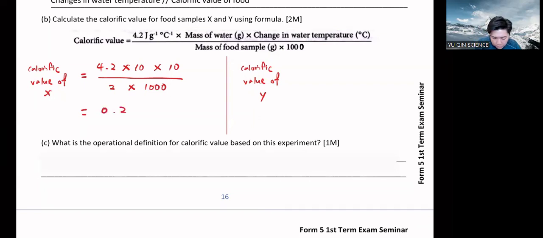So this one is confirmed. If it's wrong, anyone else, please let me know, right? Okay, so 0.21, what we're looking at is kilojoule per gram. Yeah, should be kJ per gram. Okay, so any answer for Y?